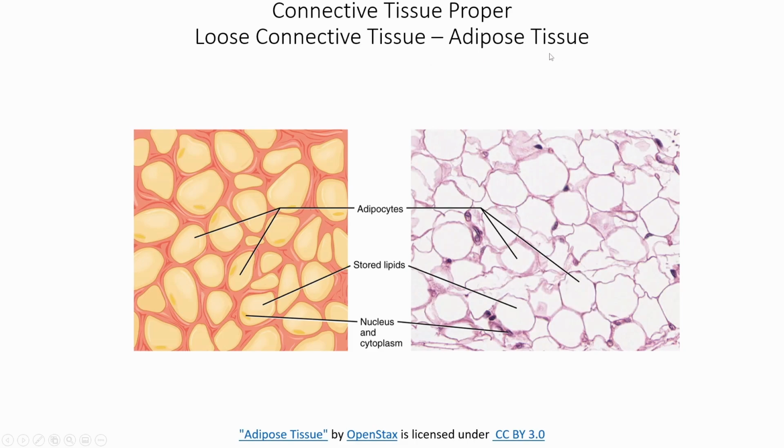So adipose tissue is probably one of the easiest loose connective tissues to identify simply because it looks almost empty. It's going to look like this, right? It's very unique compared to the rest.